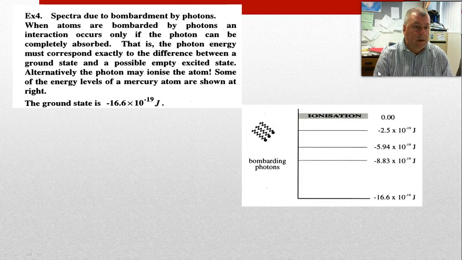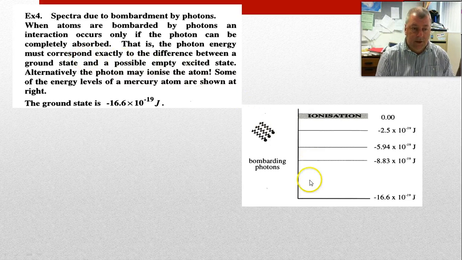where we're bombarding with photons. Now when atoms are bombarded with photons, the interaction means that only if the photon can be completely absorbed does anything happen. What we're saying is that the photon energy must correspond exactly to the difference between the ground state and possible excited state. Alternatively, the photon may ionize the atom, as we mentioned before.